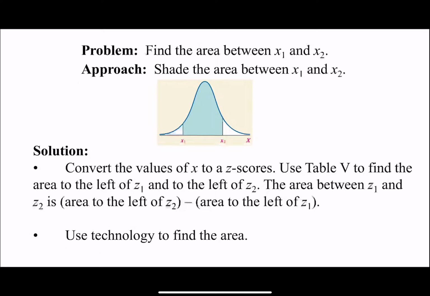Right, so what if I want to find the area between two values? Convert both of them to z-scores. If you're using your table, the area to the left of z2, subtract the area to the left of z1, or just use your technology. And I definitely recommend using your technology. And I apologize for my dogs barking.